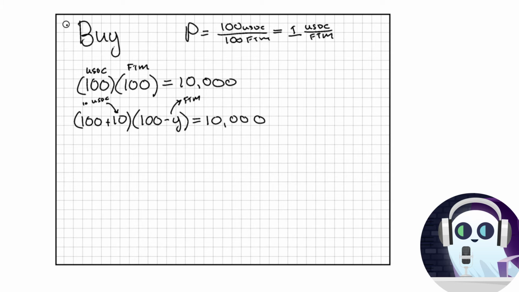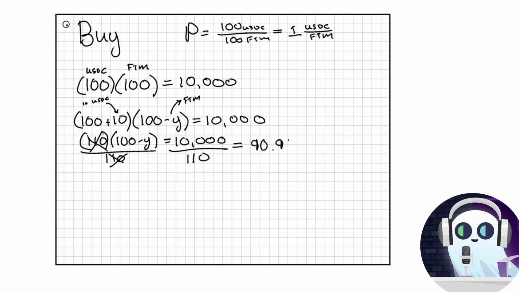Okay. So yeah, I'm just going to solve for Y. So this comes out to 110 times (100 minus Y) is equal to 10,000. And then divide both sides by 110. So this would cancel out here. And then 10,000 divided by 110 is equal to 90.91. And then we're left with 100 minus Y is equal to 90.91.